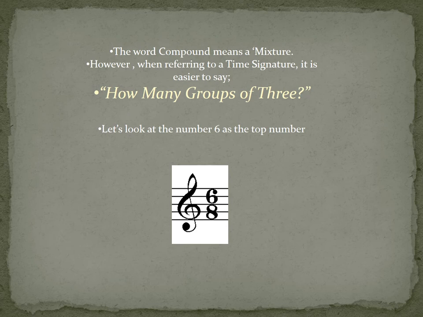Now the word compound actually means a mixture. However, when referring to a time signature, it's easier to say how many groups of 3. So when we're looking at a compound time signature, we need to say how many groups of 3 are in each bar. So let's have a look at the number 6 as the top number in this example. 6/8.